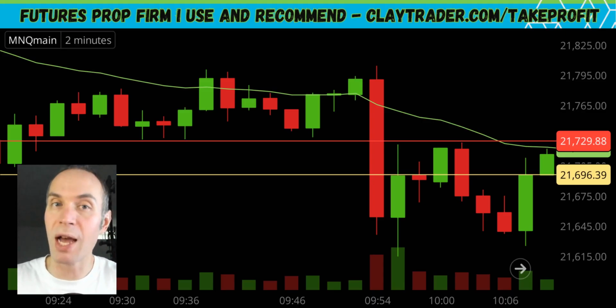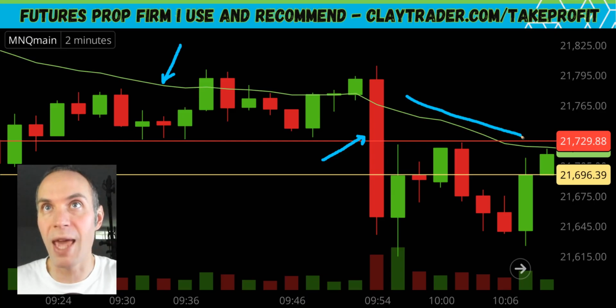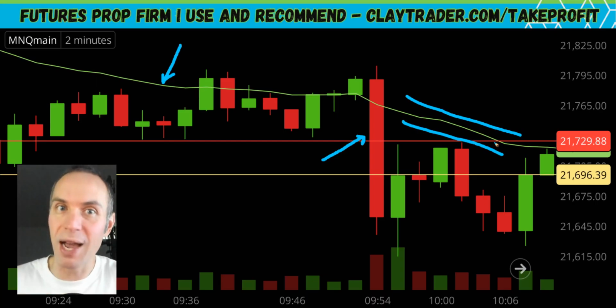How did I arrive to this general idea? Well, in this situation, we had this big old red candle right here, which in my mind helped to fortify the overall trend. What was the overall trend? Well, when we look at this moving average right here, which is the 21 EMA, you can see that it was already starting to head downwards. But after that red candle, notice how the angle of it increased that much more. So that's what I mean by solidified what was sort of already there in terms of the trend.